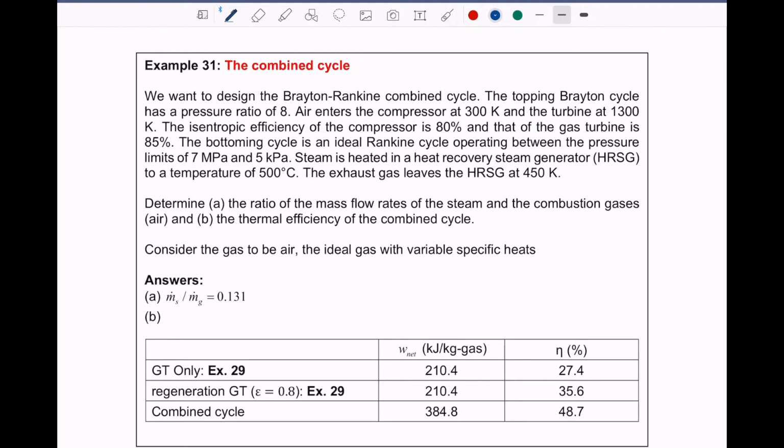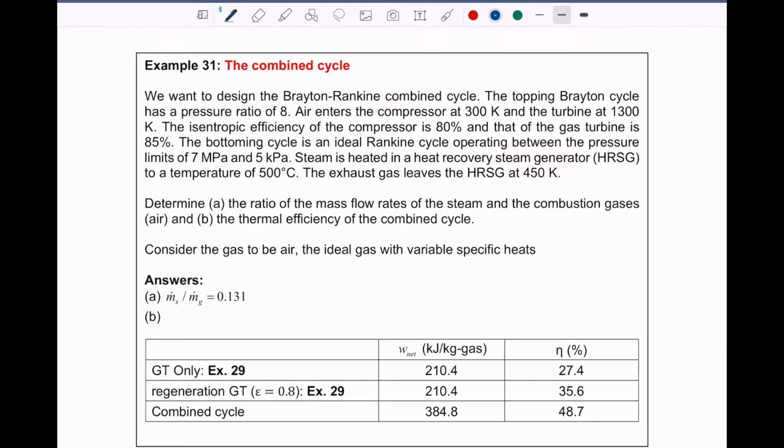Now there are given conditions. The topping Brayton cycle, which is the model of the gas turbine, has a pressure ratio of 8, and air enters the compressor at 300 Kelvin, and the turbine inlet condition is at 1300 Kelvin. And the compressor and turbine are not ideal. So the compressor efficiency is 80% and the turbine efficiency is 85% for the gas turbine.